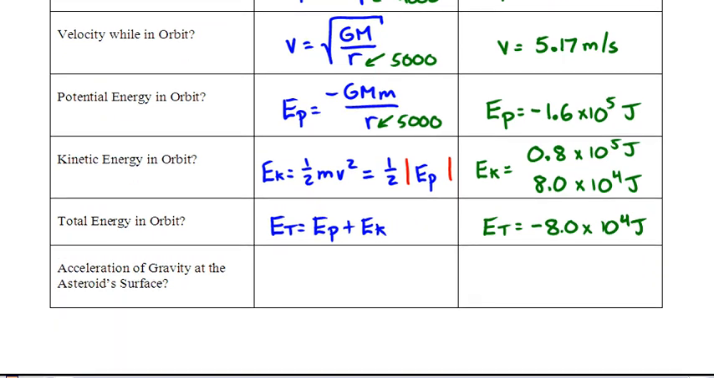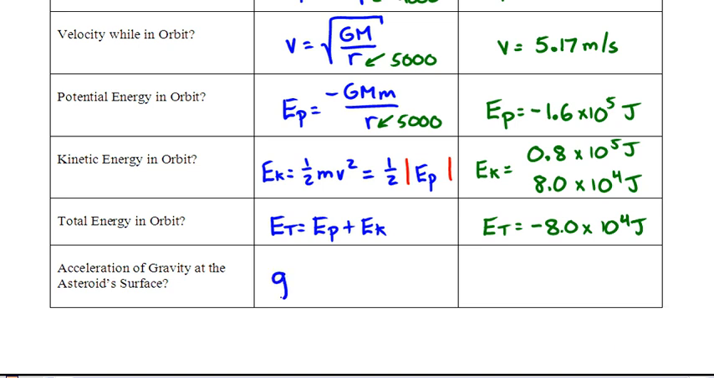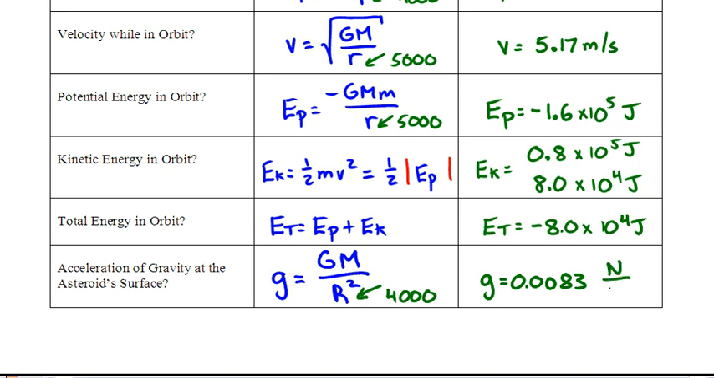And the acceleration of gravity at the asteroid surface, this is actually a review from the last tutorial. That's the gravitational field strength. That would be big G, mass of the asteroid, divided by the radius of the asteroid squared. It kind of looks like force, but it doesn't have another mass in there. And you would be putting in 4,000 just at the surface. This G, by the way, is really tiny. It's not as impressive as our Earth's 9.8. This number is 0.0083 newtons of weight for every kilogram. Okay, so it's a couple of pages of review.